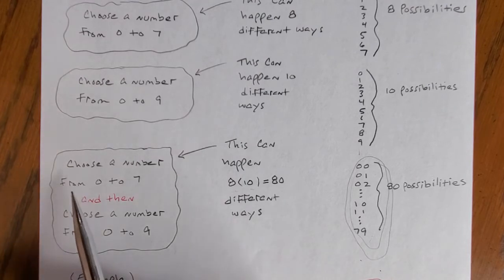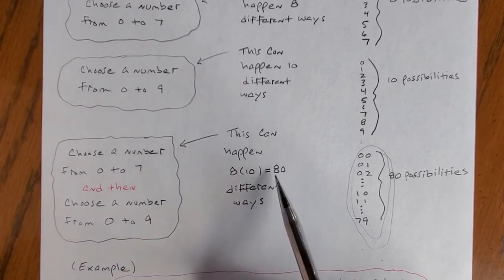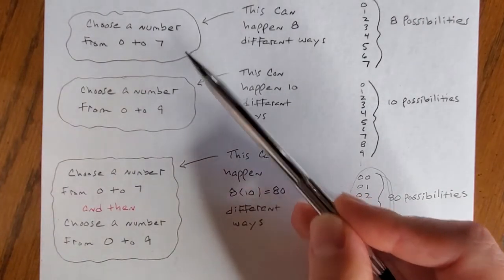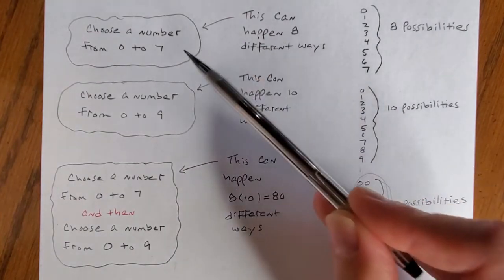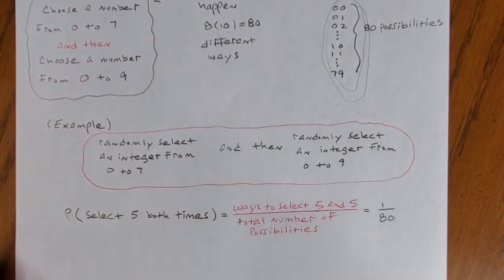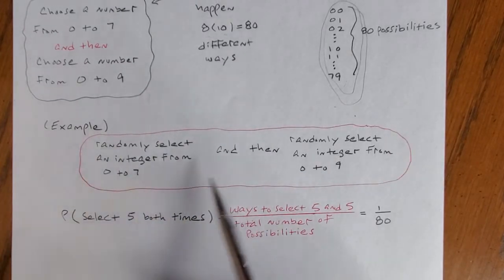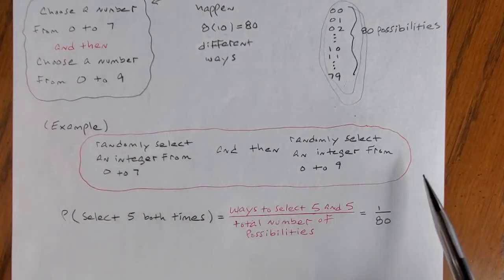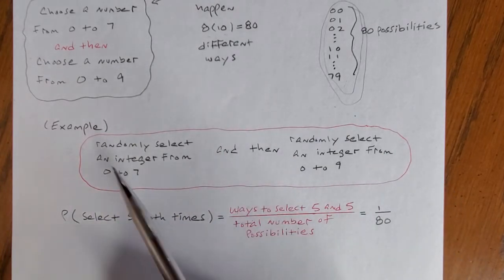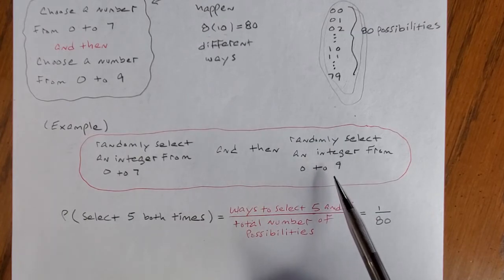So whenever we are doing one thing and then doing another, and then even if you got a third thing, you just multiply by the third number. Take each way number-wise the individual event can happen and multiply them together. All right? Okay, so now here's where we might use that in our probability calculations. So let's say that my experiment, the thing that I'm doing, is like what's up there. And I want to randomly select an integer from 0 to 7 and then randomly select an integer from 0 to 9.